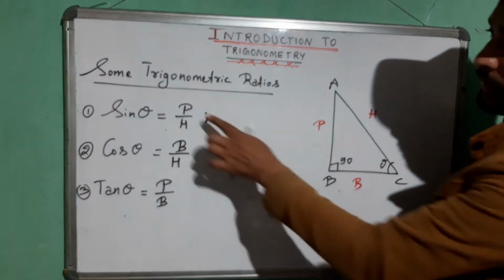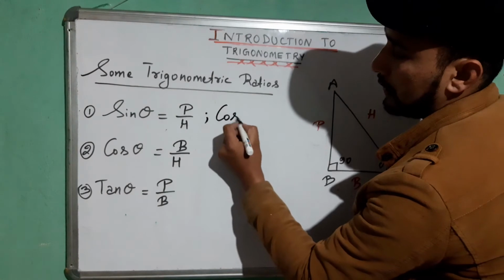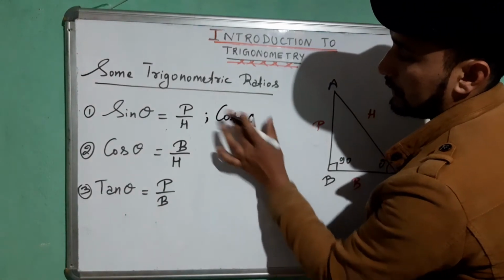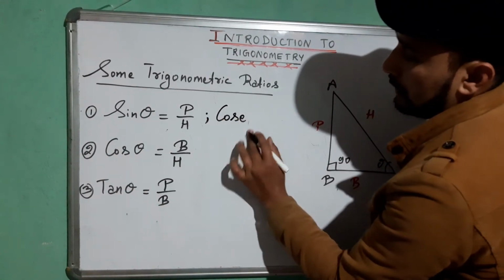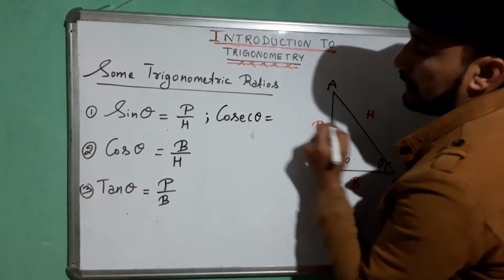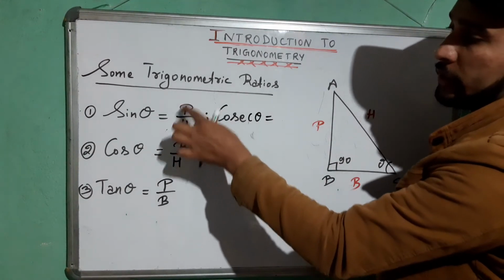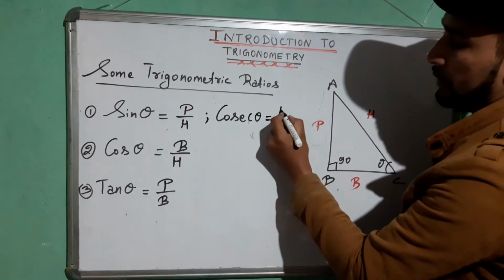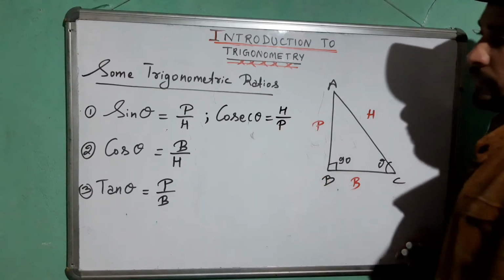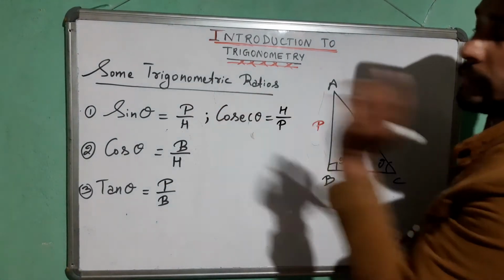Reciprocal of sine, opposite of this, means cosec, C-O-S-E-C, cosec theta. Cosec theta is the reciprocal of sine theta. It will be H by P. So H goes up, P comes down.